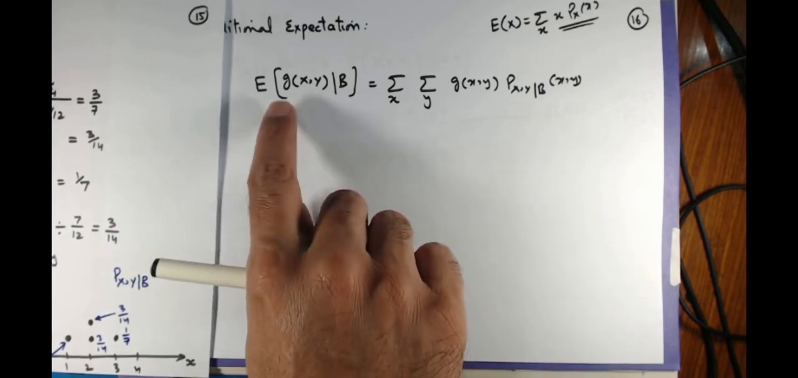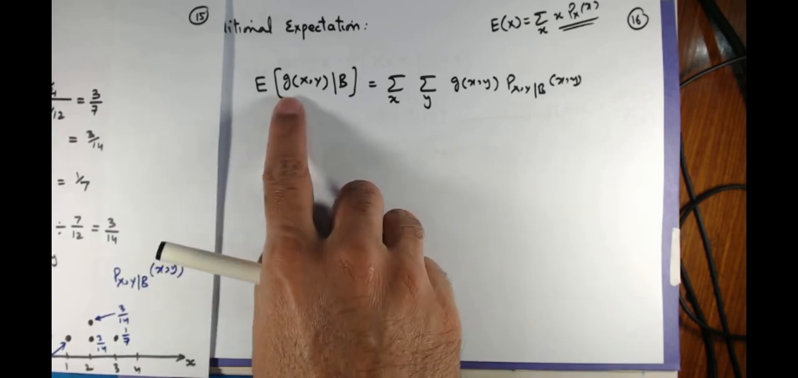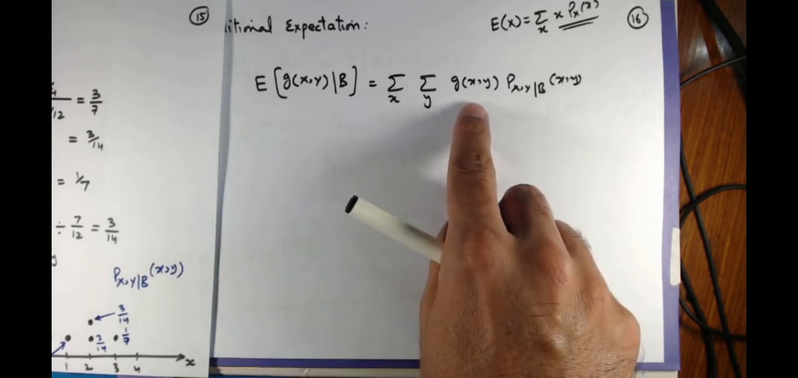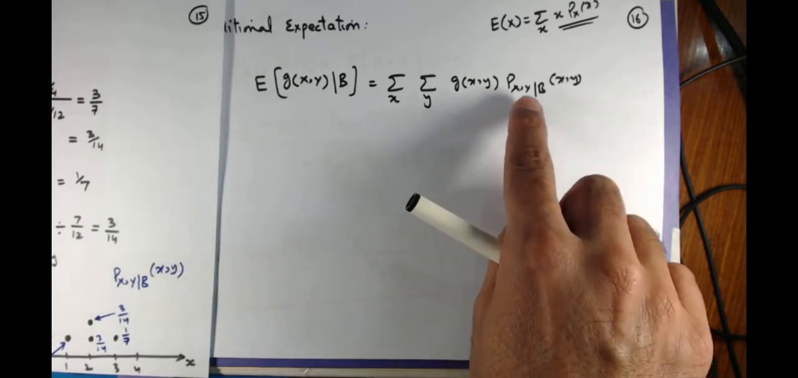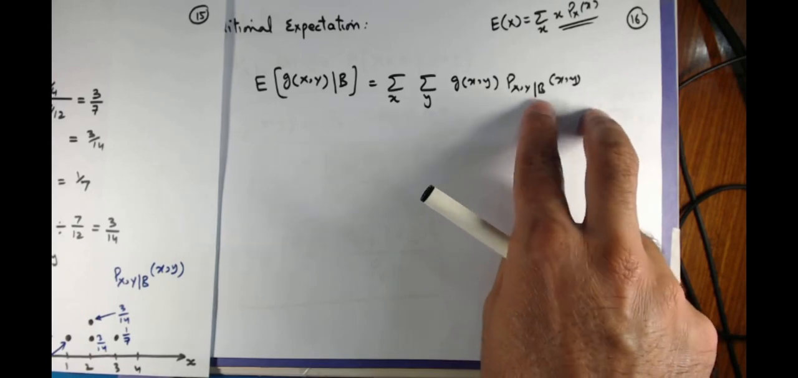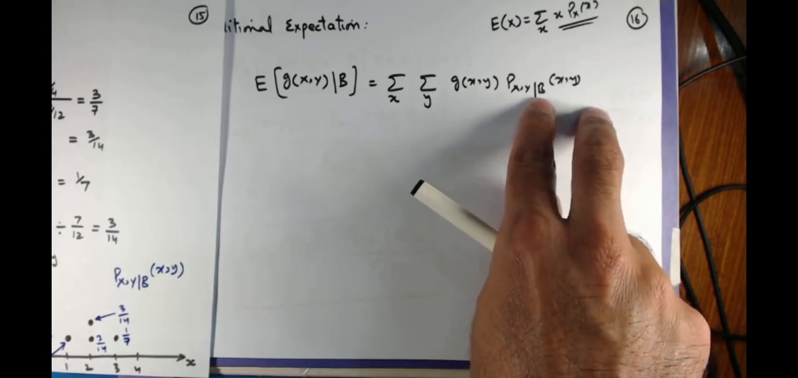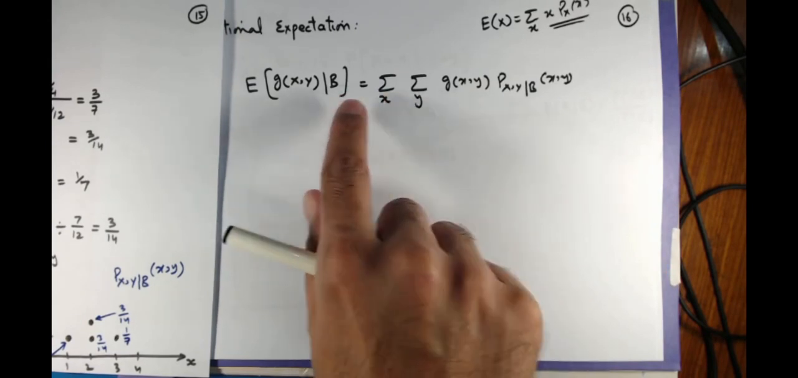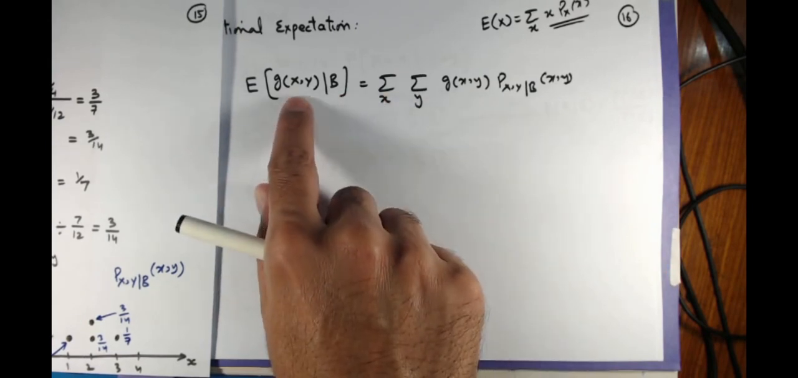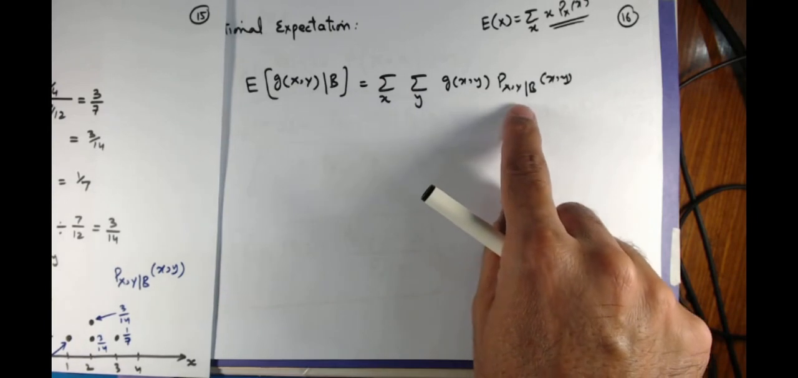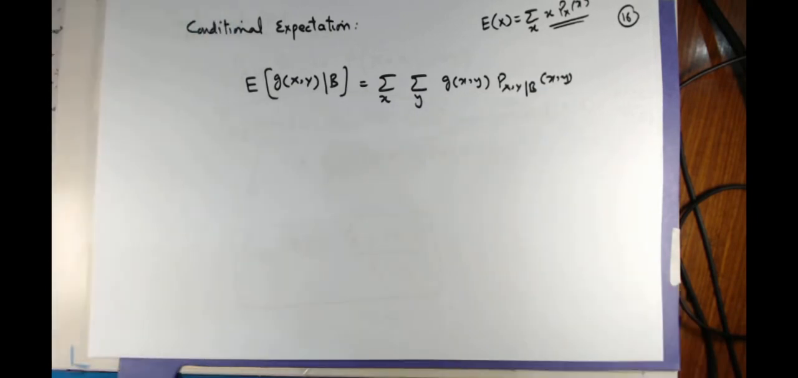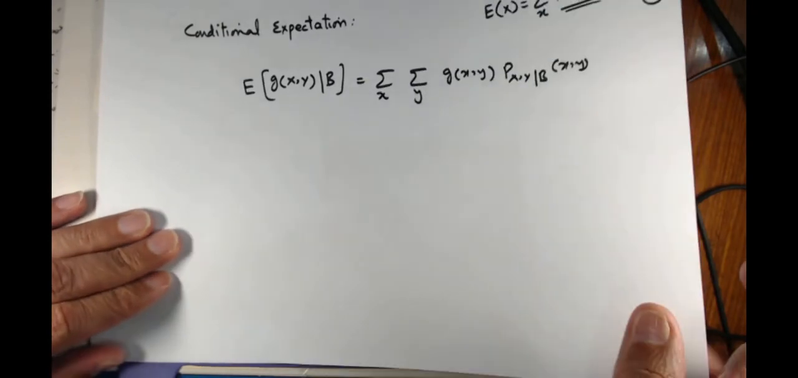So you see, if this formula was simply expectation of g of x comma y, then it would have been summation x summation y g of x comma y times the unconditional distribution, which means not this part, this b. But since it is a conditional expectation, the conditional expectation formula will utilize the conditional PMF from that example, from that problem.